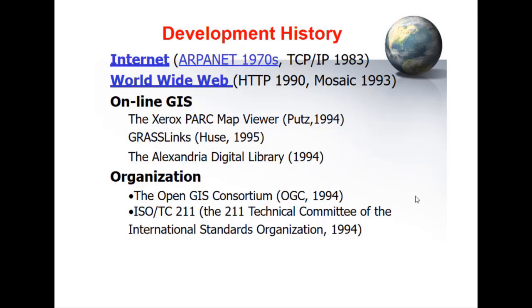So when you see the history of internet GIS, it was way back, started in the 1990s. Online GIS first started in 1994. That is the Xerox PARC Map Viewer, developed in the USA. Then GRASSLinks was developed by Hughes in 1995. Then the Alexandria Digital Library was created in 1994. And the organization involved in this was OGC, that is the Open GIS Consortium. It was formed in 1994.